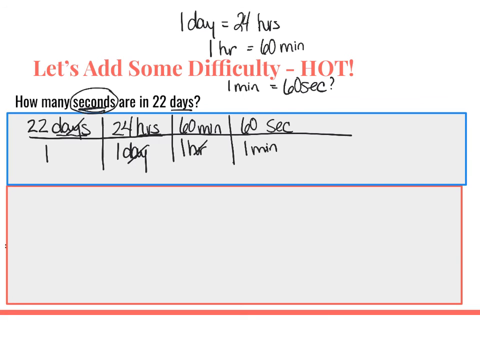And when I look, hours appear on the top and the bottom, so they cancel. Minutes appear on the top and the bottom, so they cancel. Now the only unit that hasn't been canceled is seconds, and is that what I want my answer to be in? Heck yes it is. So this is a tough question because it's a 3-step, but you guys can do it. Then in my calculator, what I would do is everything on the top, 22 times 24 times 60 times 60, and then everything on the bottom is 1, so I don't even have to divide anything. So I get a really large number.